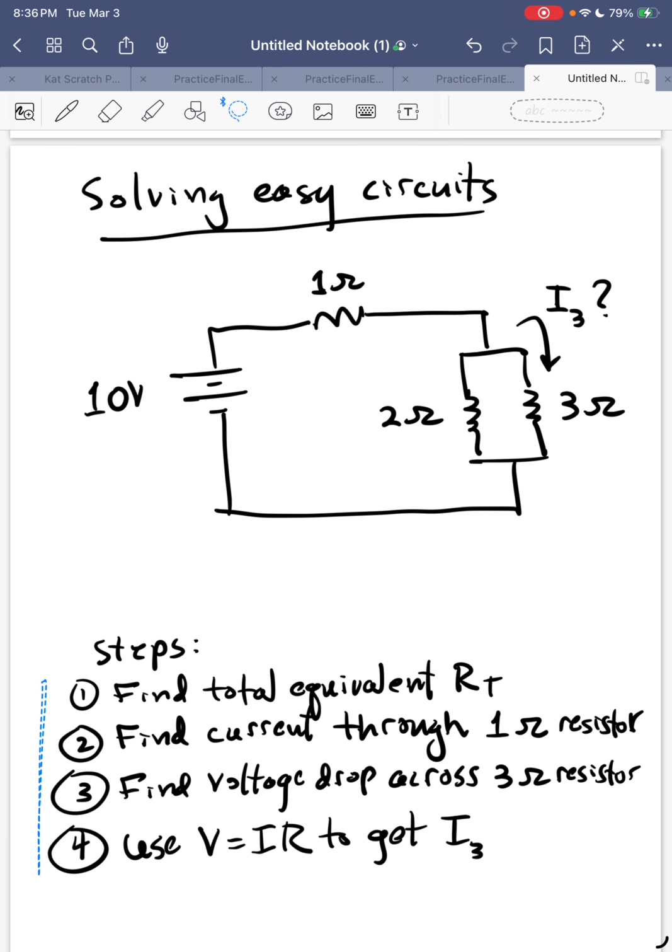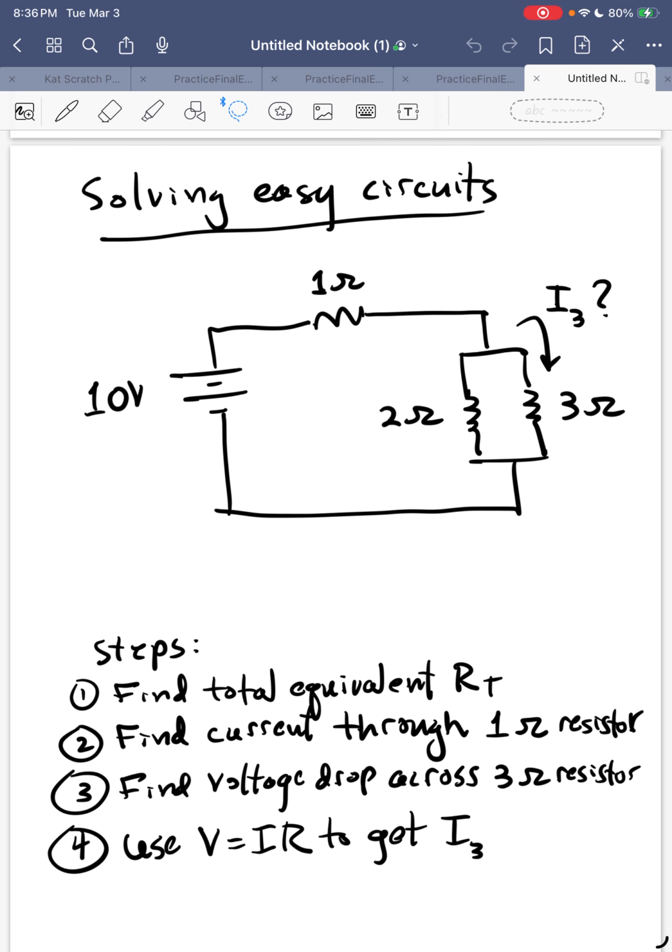Briefly, first thing you have to do is find the total equivalent resistance of all these three resistors. And once you get that, so that's step number one, then you can find the current that's going through this loop like that. And that'll be the current that's basically going through the 1 ohm resistor. I know that's not the direct answer that you want to get, but you need to get that in order to get to this current here that's going to go there.